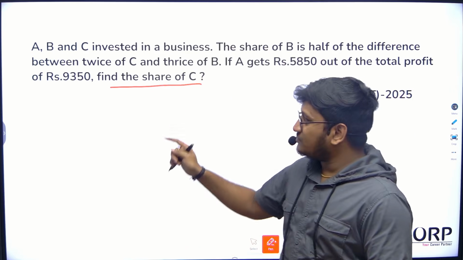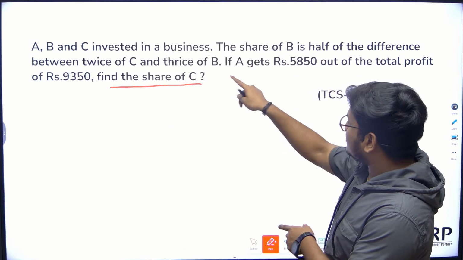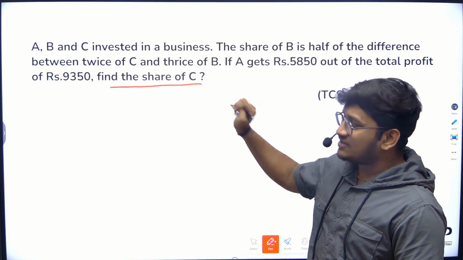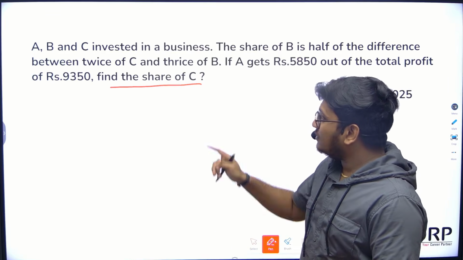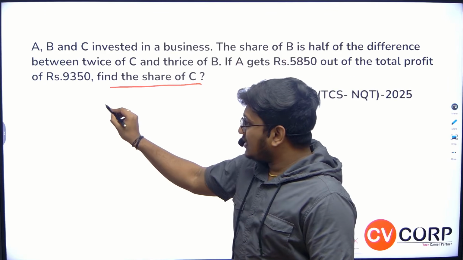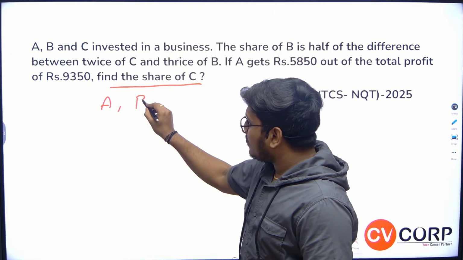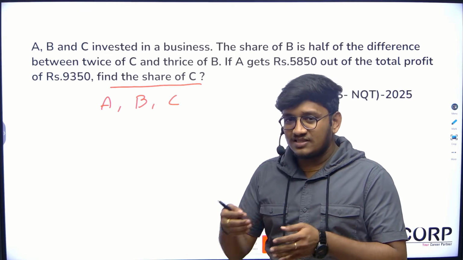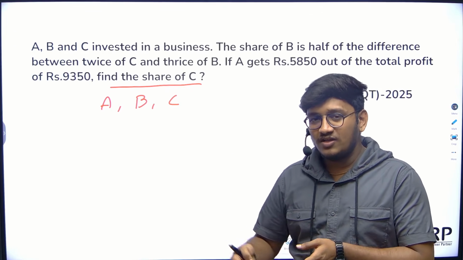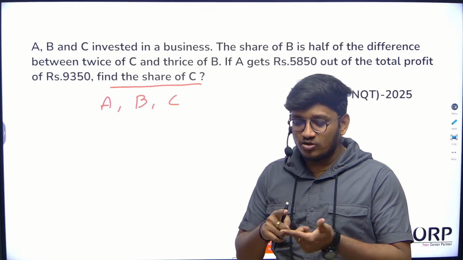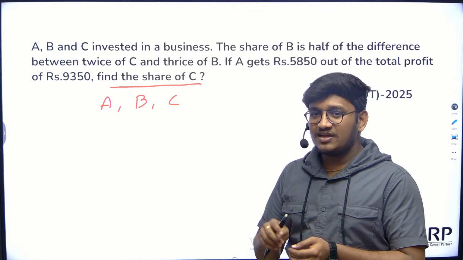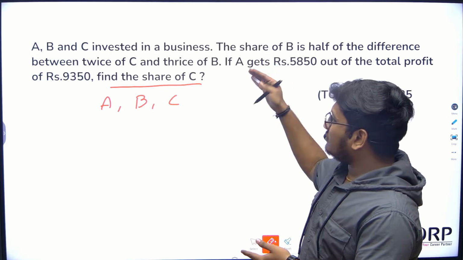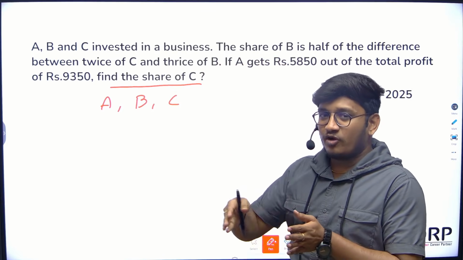Here the condition, if you are able to understand this condition, almost half of the answer will be done. So here there are three persons who invested in a business: person A, person B and person C. Obviously we all know that the profit shares are based on either the investment amount or the time period, but here nothing is given about investment or time. So whatever conditions are given, the profits will be shared based on them.